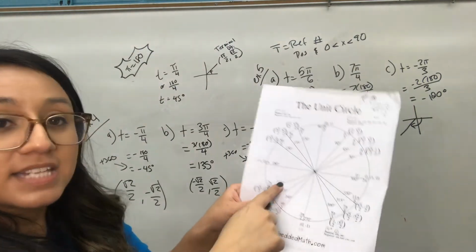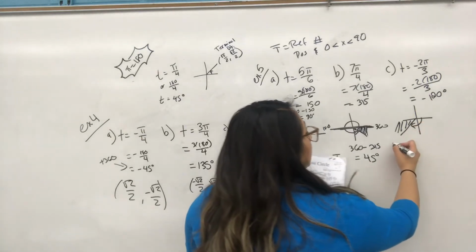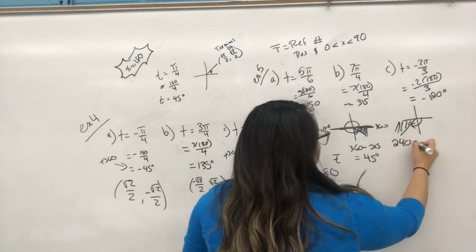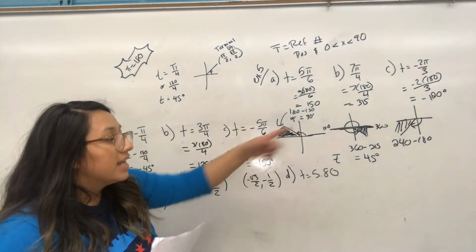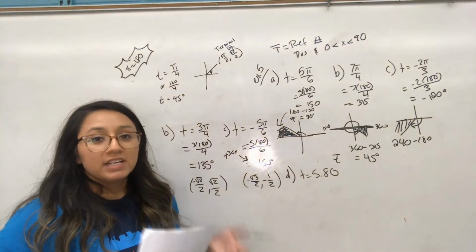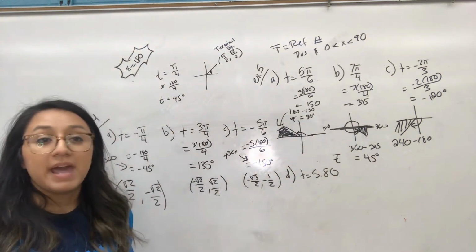I'm trying to find this angle right here, this side over here. So I'm actually going to use that positive number, 240, and I'm going to subtract from the 180. Why? If you do negative 120 minus 180, you're going to get a negative number, or 180 minus negative 120, you end up adding it in the end.